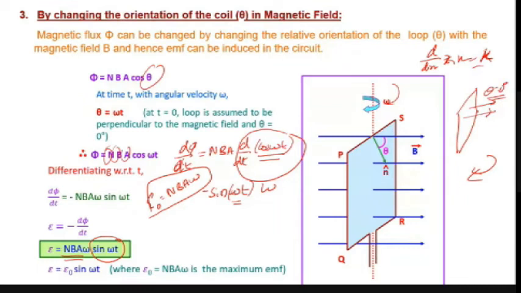So E can be written as E naught sin omega t. This is the expression for the induced EMF: E is equal to E naught sin omega t.